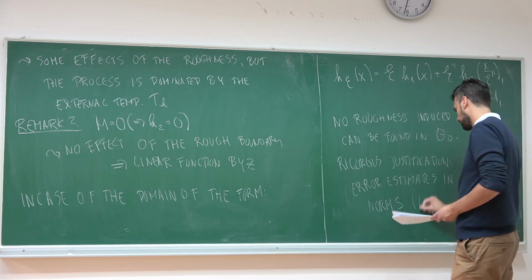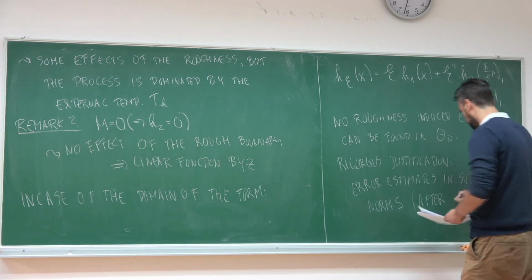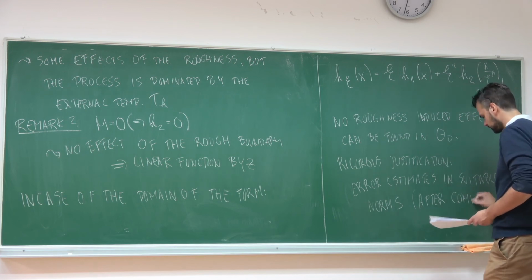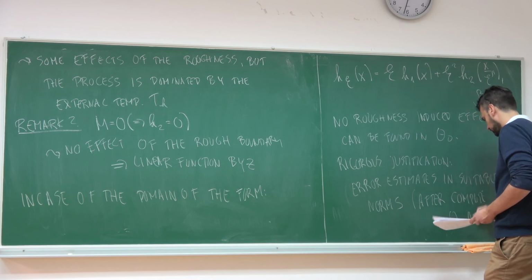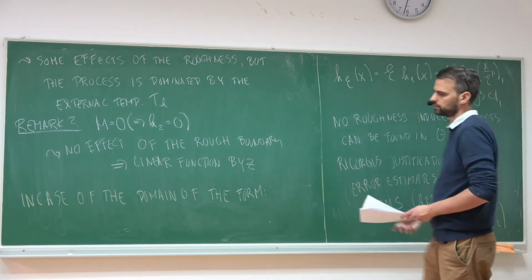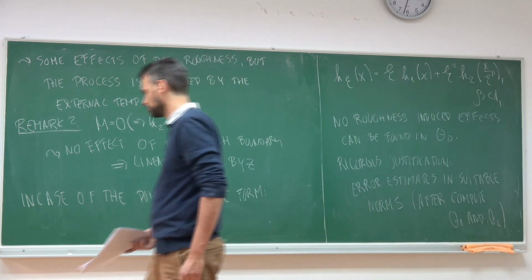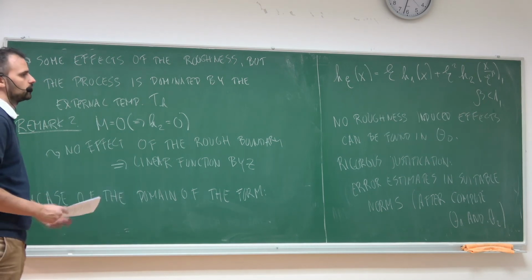So this would be, of course, better after you would compute, for example, theta 1 and theta 2, and see if you can justify the usage of the correctors by improving the overall error estimate between the original solution and your computed approximation.